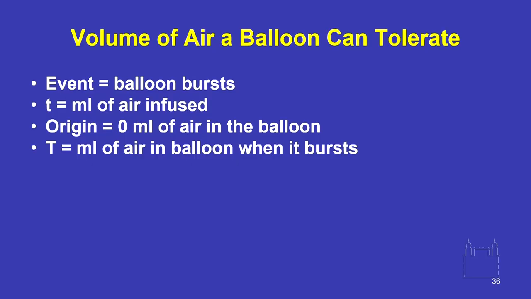One of my favorite examples, because it's different, if you haven't figured that out yet, is the volume of air the balloon can tolerate. So this is one where the time scale is not time, actually. The event was the balloon bursting. What we're actually measuring are the milliliters of air that were infused in this vacuum area into the balloon. And the origin is 0 milliliters of air.